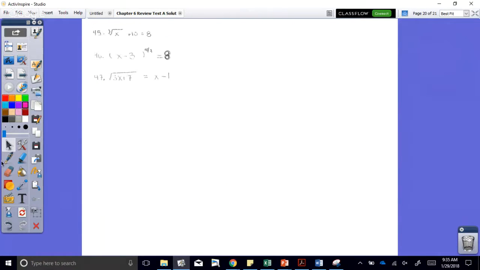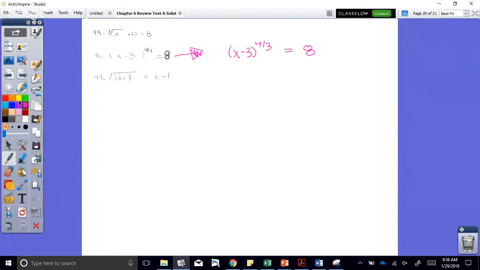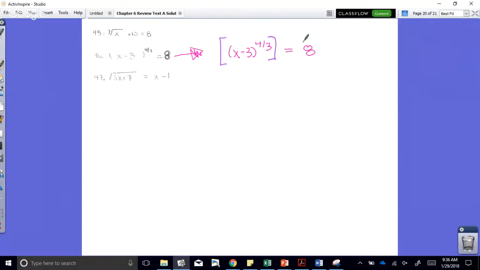This one's kind of an ugly one because it has decimals. Okay, so we'll talk about process first. It's already isolated: x minus 3 to the 4/3 equal to 8. First thing I'm going to do is undo the exponent. When it's a fraction exponent, we raise it to the reciprocal power. So 4/3 and 3/4 essentially get rid of each other and leave you with x minus 3.